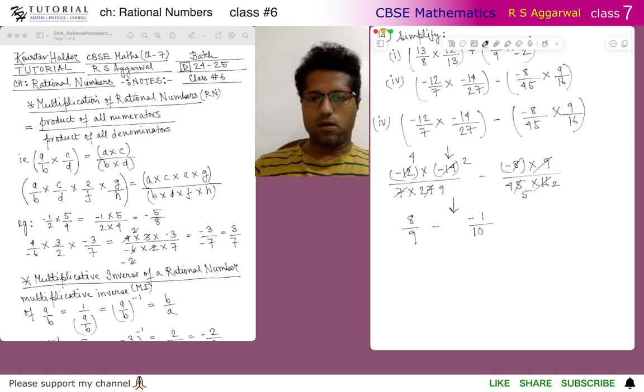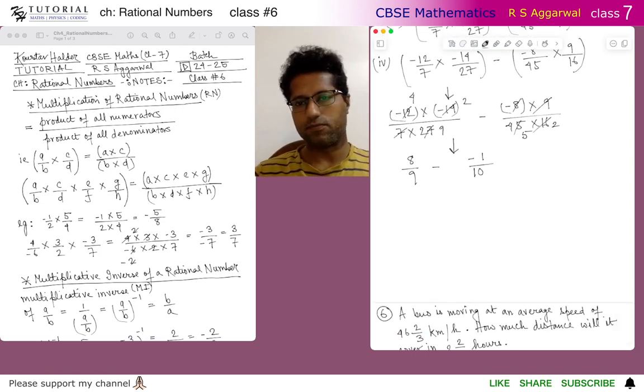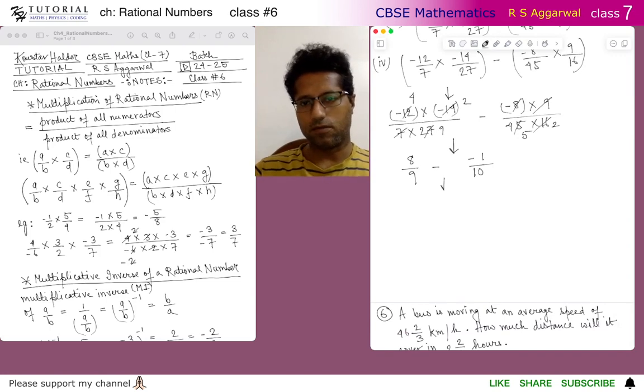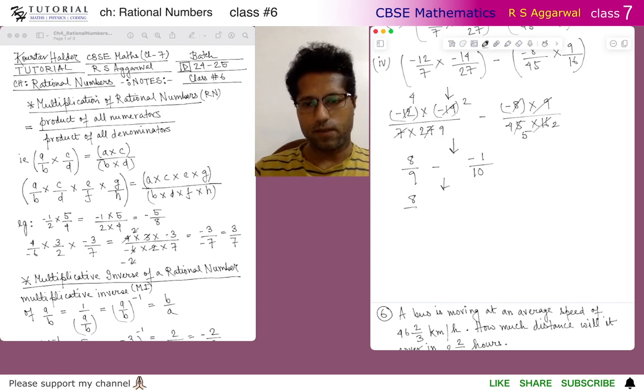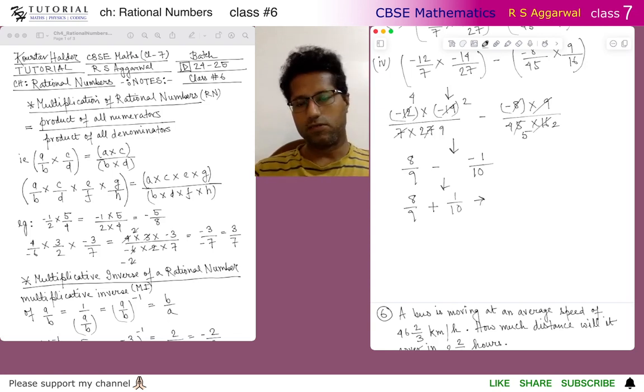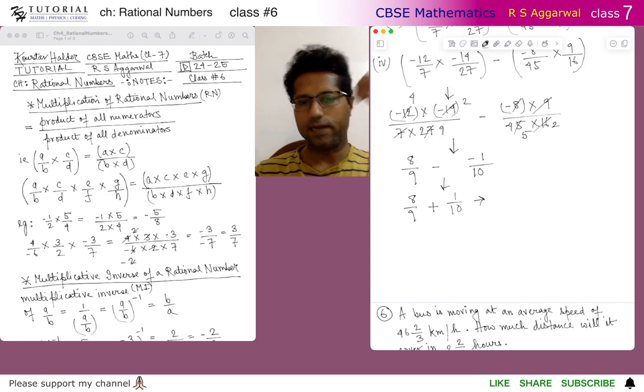Okay. Now we have to subtract these two rational numbers, and we know that when we subtract a rational number from another rational number, we just add the additive inverse of the rational number we are subtracting. So this is 8 by 9 plus the additive inverse of minus 1 by 10, that is 1 by 10. So now we have to do this addition. We have to take the LCM of 9 and 10. LCM of 9 and 10, yeah, so it's 90.